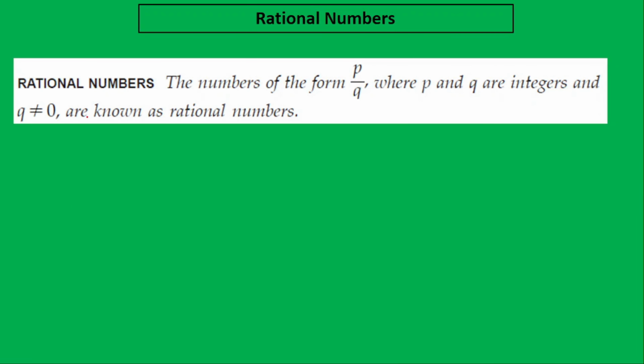Now, this is the standard bookish definition. A number of the form p by q, where p and q are integers and q is not equal to 0, is known as a rational number. This is the standard definition: p divided by q, q can't be 0. p can be positive, p can be negative. 5 by 7, 5 by 1, that is 5. 6 by 7, minus 6 by 7, minus 6 by 1, that is minus 6. All integers including 0 are rational numbers.